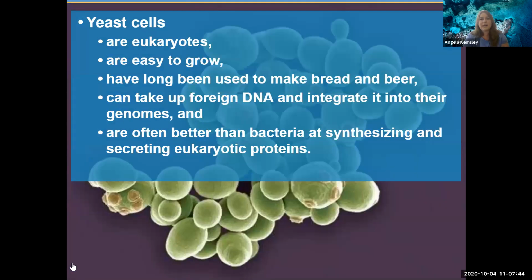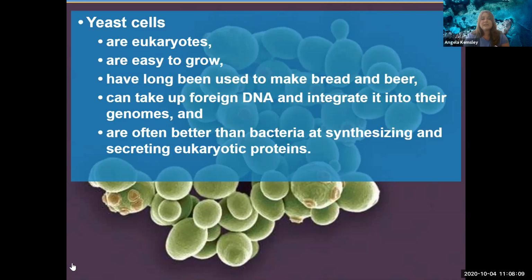One of the common eukaryotes that we will use are yeast cells, because yeast cells are eukaryotes. Yeast cells are fairly easy to grow. And we've been fairly familiar with yeast because we've been using yeast to make bread and beer for a really long time. So yeast was kind of a logical choice for us because it's a eukaryote, so it's a little closer to humans, easy to grow, and we're fairly familiar with it.